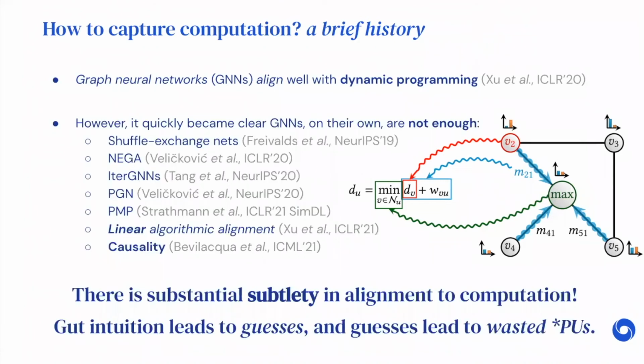Okay. However, guided by this principle, many people went away and tried to throw vanilla GNNs at fitting algorithmic problems, and it quickly turned out that you cannot really do it very effectively with a vanilla GNN.